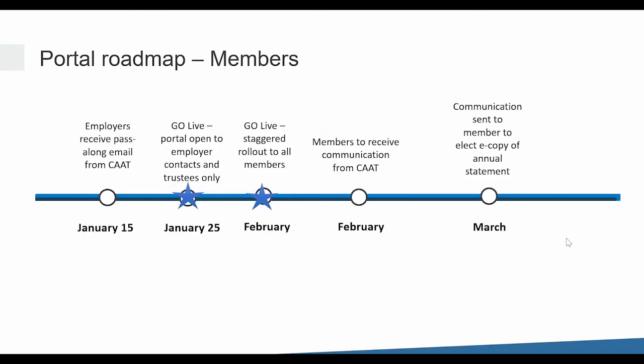Here is the timeline for the member portal. You will receive a pass-along email from us, and we would like you to send it on to your members. We will also send a schedule of when the portal will be available. The member portal will go live on January 25th with access provided to our employer contacts and trustees first. This will give you, as a member, an opportunity to use the member portal before your members do. We will then roll it out to all employers in February on a staggered basis, with more employers getting access each week throughout the month.